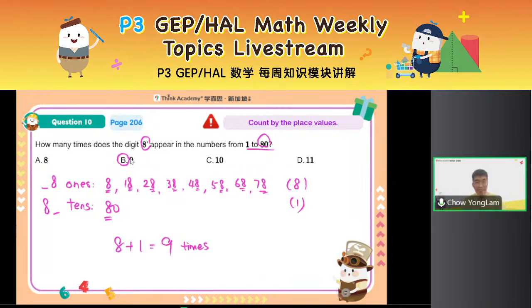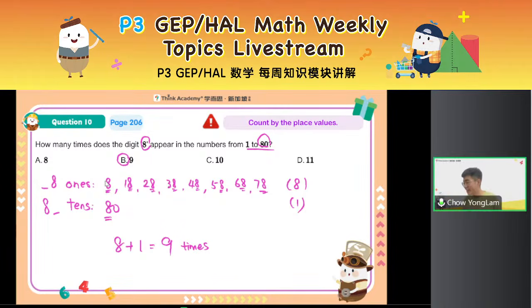All right, so please make sure you list out by the place values. For example, if you see the number 88, count the ones and the tens separately. Only consider the ones one at a time, then the tens one at a time. Don't mix up. Count by the place values. Hey, it's not 7 plus 1, it's 8 plus 1. Don't forget this tiny little 8 here.